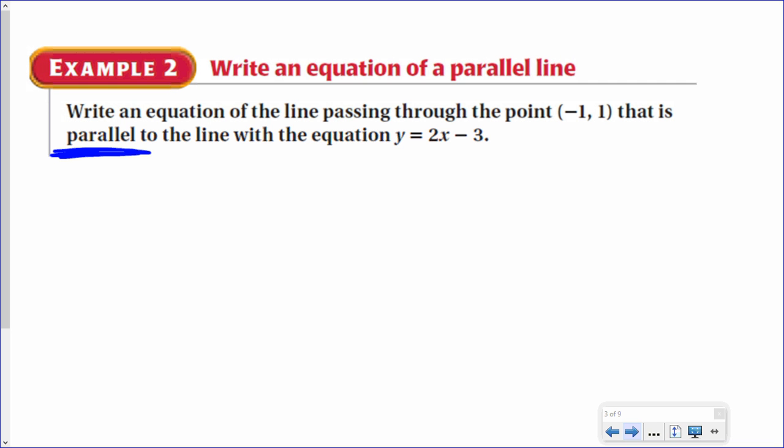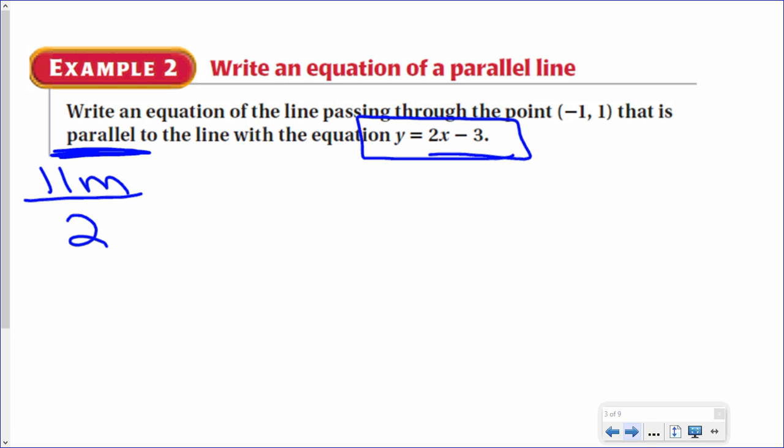So of this equation here, you want to keep the same slope. Well, between the 2 and the 3, the 2 represents the slope. So right now, we want to find our m, and our parallel slope would be 2. Okay, so our slope is done. It's that fast. But now we have to find our b value, because we're writing a brand new equation through a brand new point.